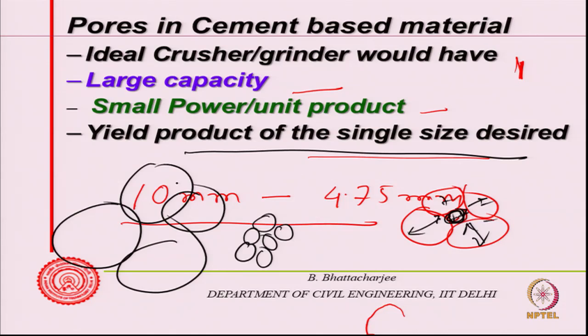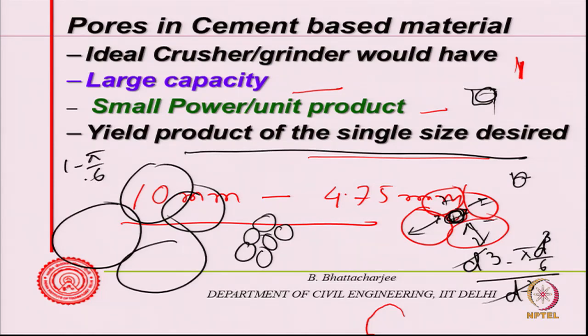Porosity is the volume of pores divided by total volume. So, for simple cubic packing, it would be d cube minus pi d cube by 6, divided by d cube, because d cube is the total volume. So porosity is this much, and d cube will cancel out from everywhere. You are left with simply 1 minus pi by 6. Since pi is 3.14, 3.14 divided by 6 is 0.523, right. So 1 minus 0.523 is 0.48. So, irrespective of the size, because it is a ratio, it will be the same.